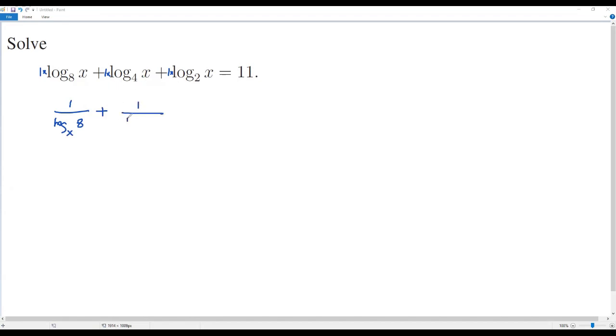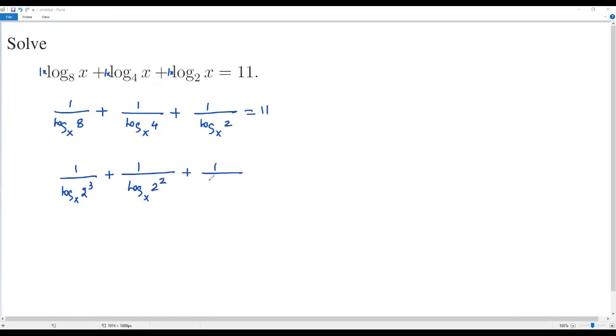Then I'm getting 1 over log base x of 4 plus 1 over log base x of 2 equals 11. Here, 1 over log base x of 8. This 8 is a power of 2, so it can be written as 2 to the third power, plus 1 over log base x of 4. This 4 is a power of 2, it can be written as 2 squared, plus 1 over log base x of 2. This 2 is a prime number, it cannot be written as a power, so we can keep this 2 as it is, equals 11.